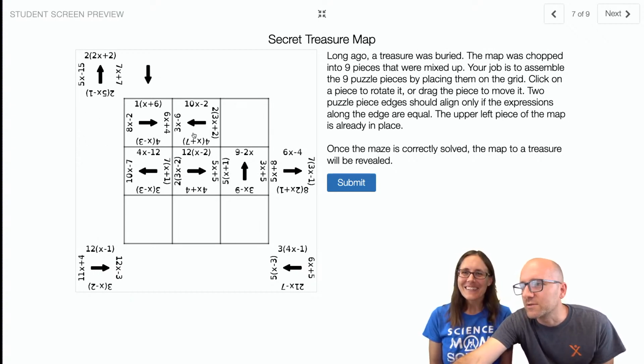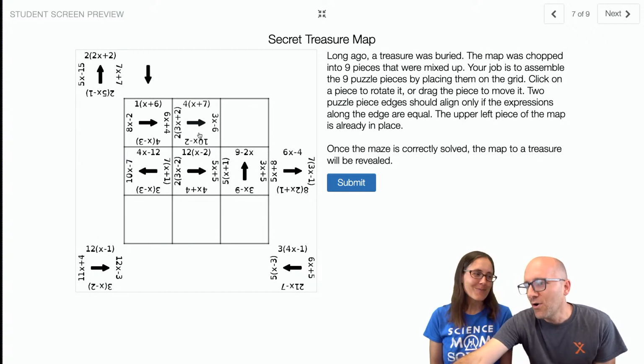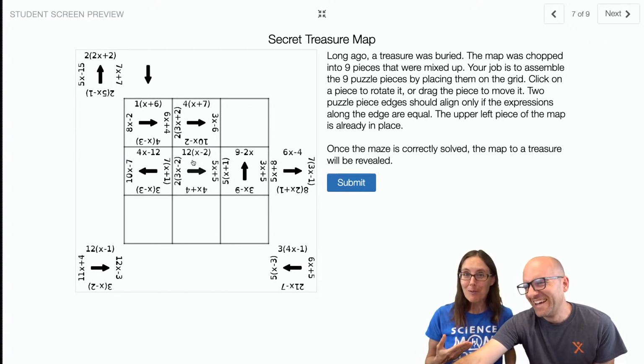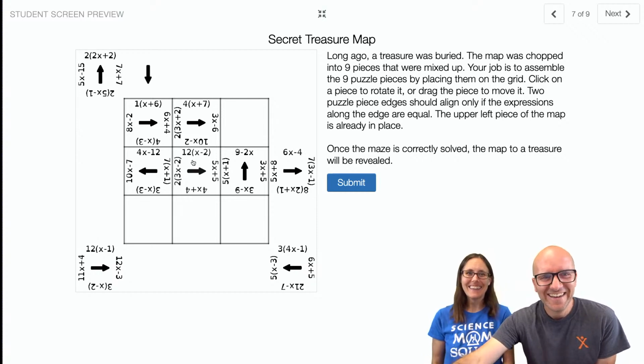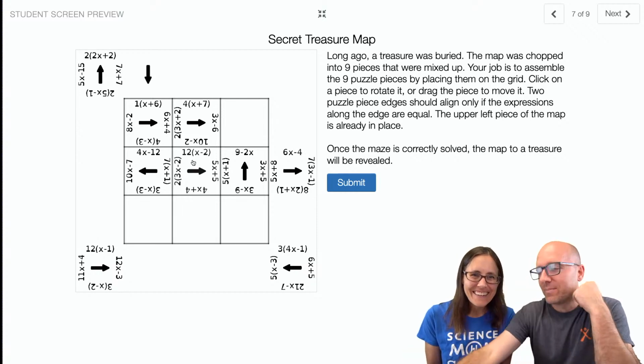2 times 3x plus 2. I can do this. I'm very entertained by this. Math Dad is being challenged by the problem that he himself made. All right, back to work then.